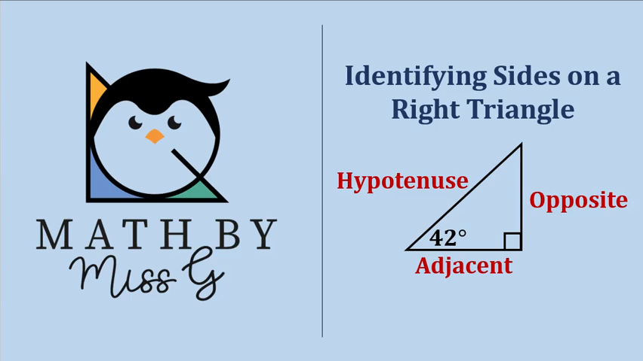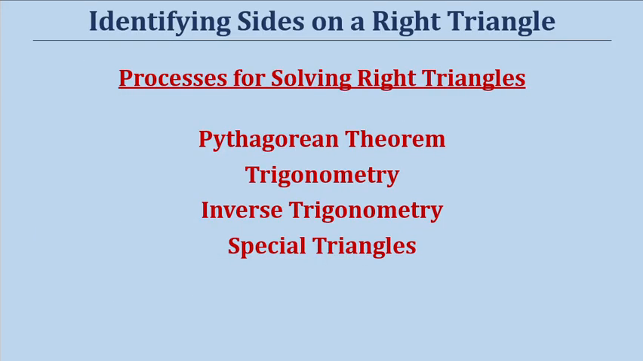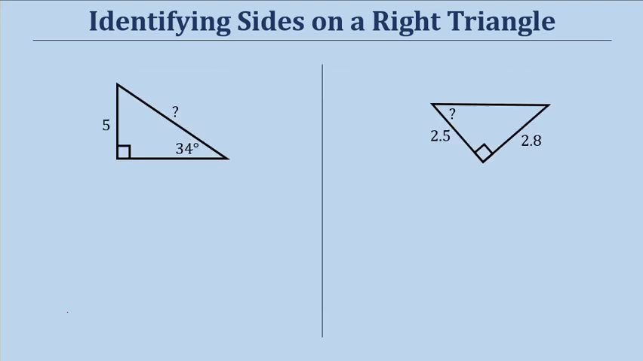In this video, we're going to be talking about how to identify three sides on a right triangle, specifically the hypotenuse side, the opposite side, and the adjacent side. Being able to label these three sides is going to be very important because there are four main processes involving right triangles that depend on your ability to name these sides. Specifically, the Pythagorean theorem requires you to use the hypotenuse. Trigonometry, inverse trigonometry, and special triangles all depend on your ability to determine the adjacent and the opposite sides, as well as that hypotenuse. We're going to go through several examples to show how we would identify these sides.